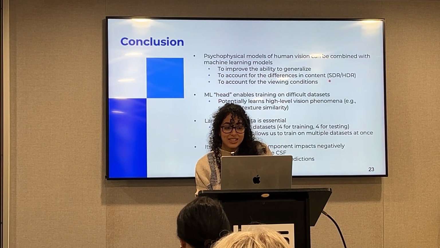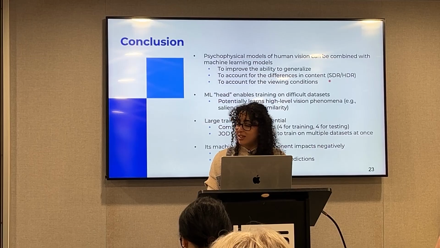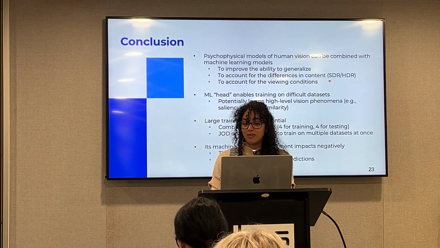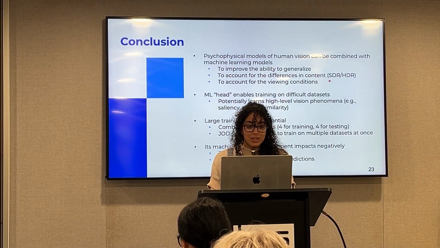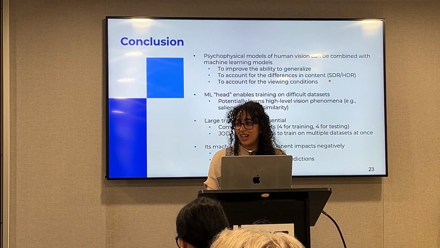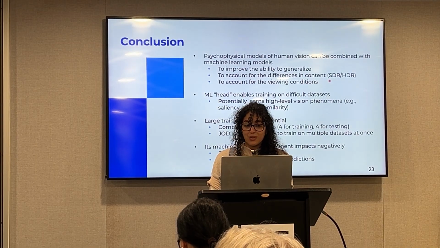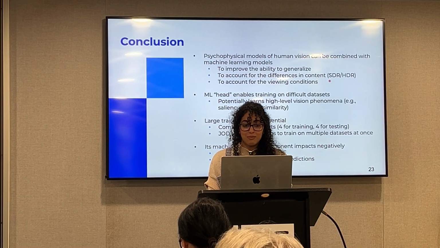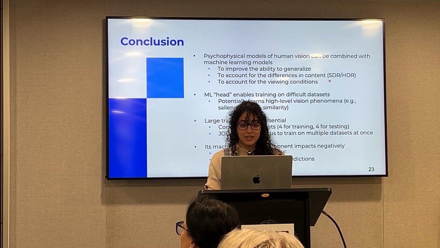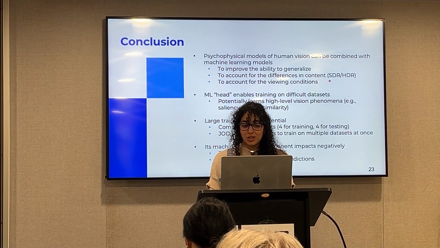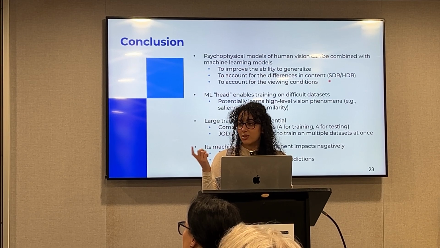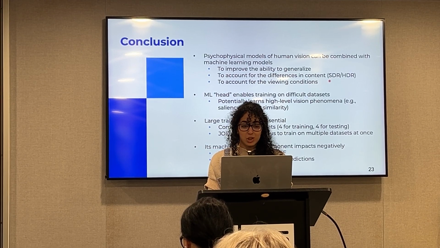So in conclusion, in this work we present ColorVideoVDP-ML. It basically shows that a psychophysical model of the human visual system can be combined with machine learning models, which improves the ability to generalize and allows us to account for SDR and HDR content, which is usually the hardest bit. It also accounts for viewing conditions. And this ML head potentially allows us to learn high-level vision, for example saliency and texture similarity. We found that using large training datasets was really helpful throughout the training and generalization. That was only possible because the different datasets had the same JOD scaling.